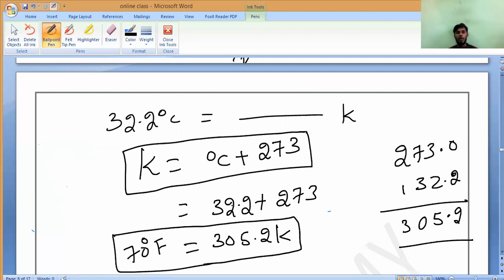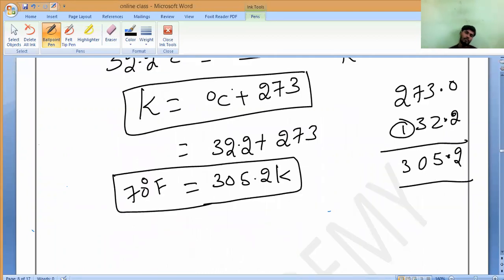Here you see, the decimal point should always come like this. 32.2, like this you should write. So 0 plus 2, 2. Understanding? 3 2 5. 7 plus 3, 10, 1 will come here. Next 2 and 3. So 1 digit decimal only. 305.2. Is it okay? Yes, sir. Like this you should find.